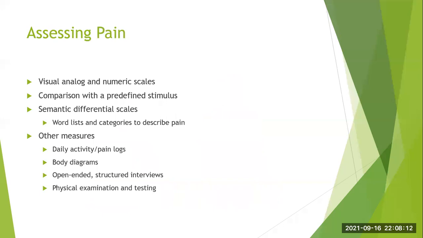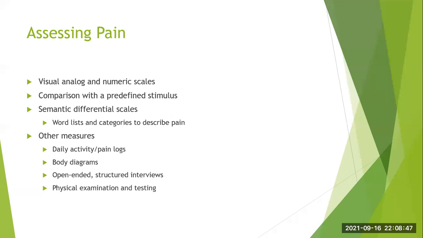So we have lots of different ways of assessing pain. There's the classic, what's your pain from 1 to 10. And those are usually numeric scales, comparison with a predefined stimulus. So a lot of times we'll say to patients, could you give me what your pain level is from 1 to 10, 1 being very low and 10 being emergency room pain or the worst pain you can imagine. So that's comparison with a predefined stimulus.